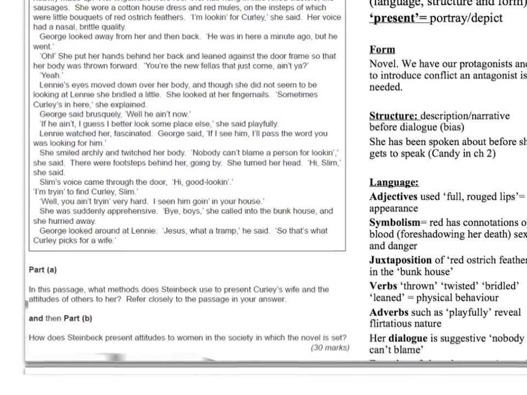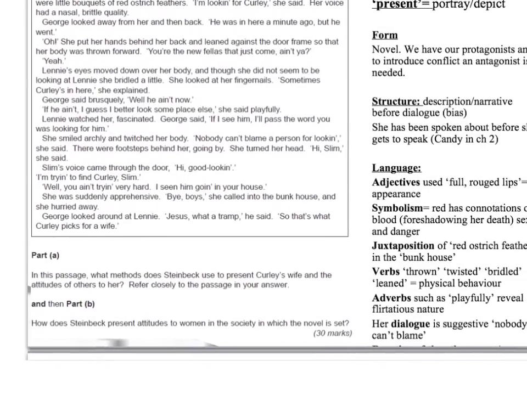So let's just have a look at the questions then. So the two parts. The one about the passage is, what methods does Steinbeck use to present Curly's wife and the attitudes of others to her? And that's quite interesting. A number of students did actually miss out this second part, the attitudes of others to her, and that really denied them a number of marks.